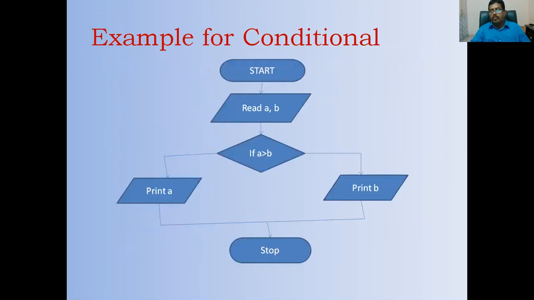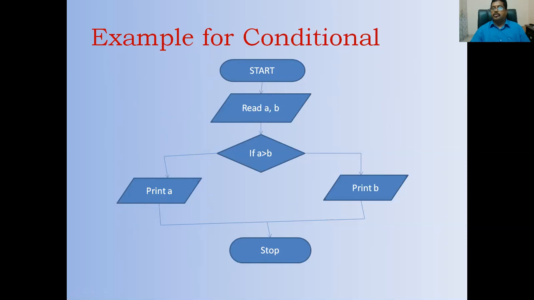Now we will see the flowchart for that particular problem. The start symbol is a terminator, which we use to specify the starting of the flowchart. Then we use the parallelogram to read the A, B values, and then we use the diamond symbol.